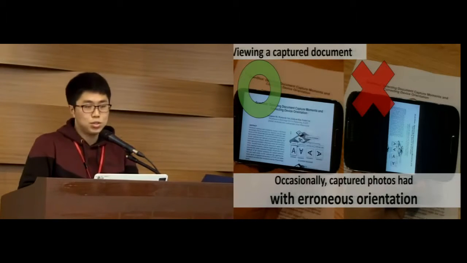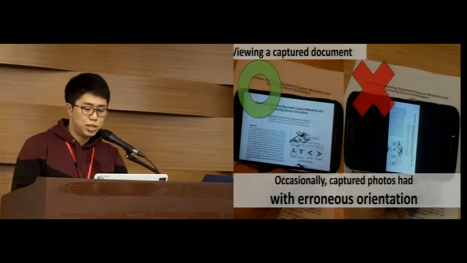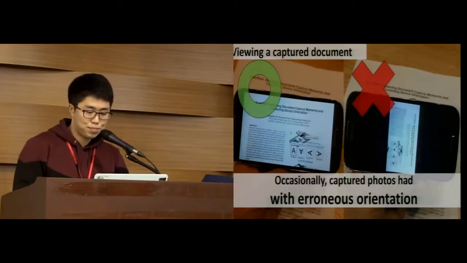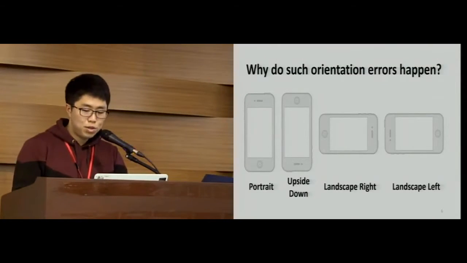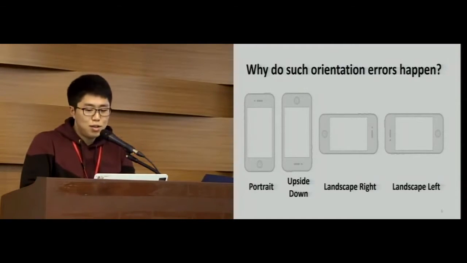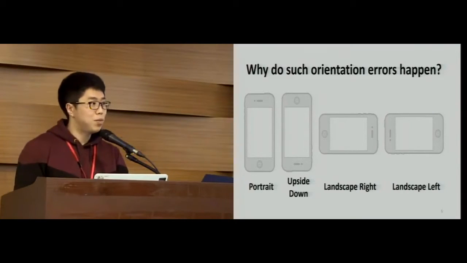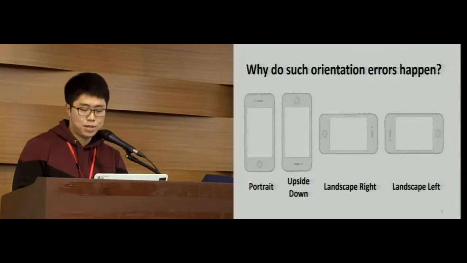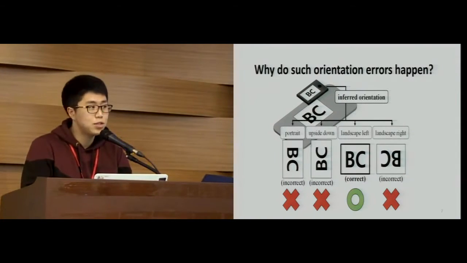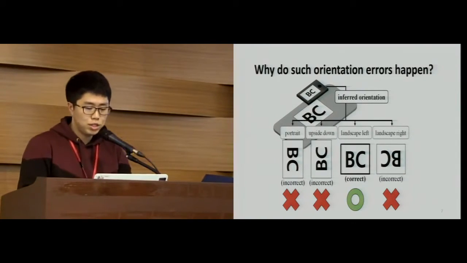The goal of our research is to solve the erroneous orientation issue when capturing a document using a smartphone camera, by understanding the problem in depth. Why does such an orientation problem happen? As shown in the slide, there are 4 possible orientations for smartphones unless the app developer restricts the orientation change event. In the document capturing situation, the system failed to calculate orientation properly.